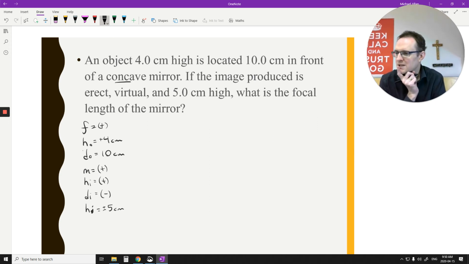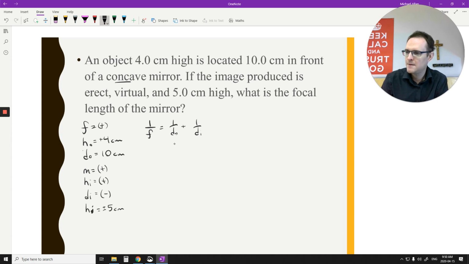So they give us a lot of information about the signs, but they don't tell us too much about the numbers. So let's just look at some of the formulas here. So 1 over F is equal to 1 over DO plus 1 over DI. So I know this part, 1 over 10. But what's this DI? I know it's a negative number.